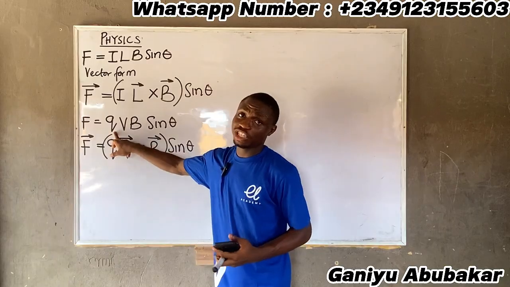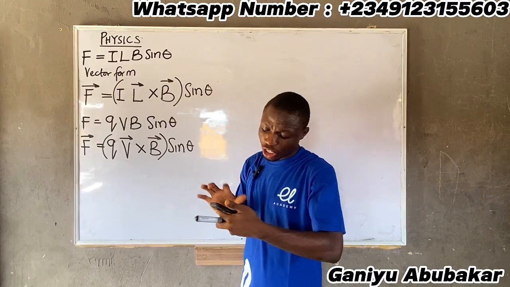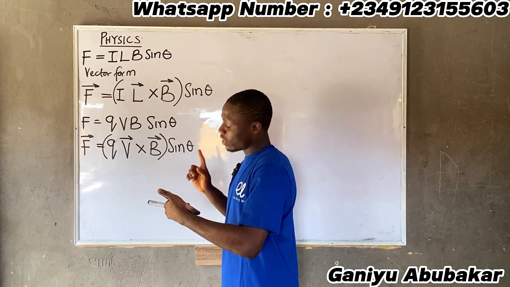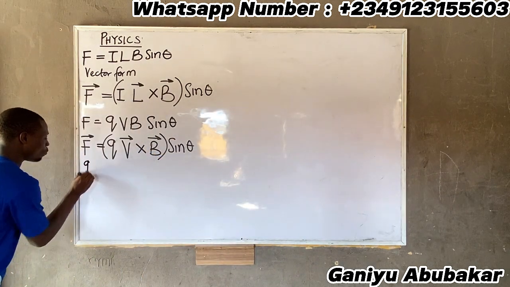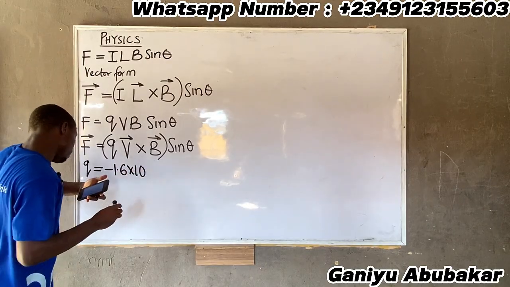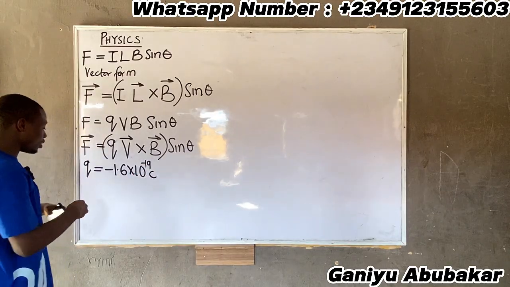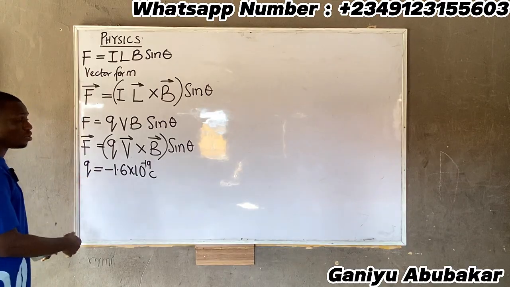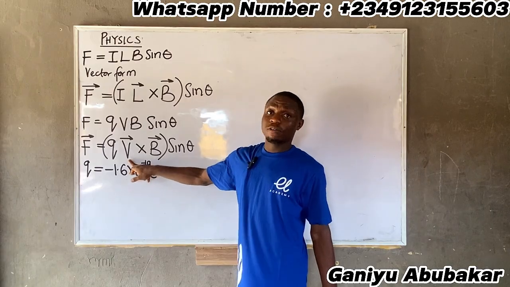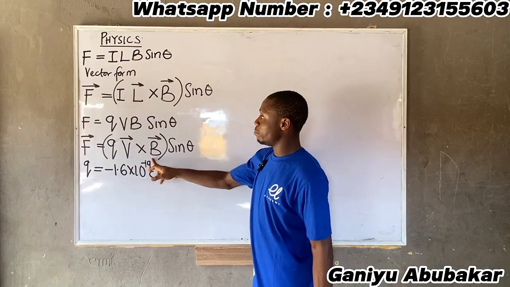Q is a charge, and it has a constant value. I gave you the constant value last class, but let me recall it: Q is equal to negative 1.6 times 10 to the power of minus 19 coulomb, because it's charge, and charge is measured in coulomb. V here is of course your voltage. I've explained B from here.